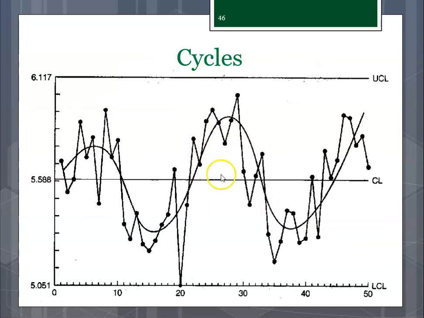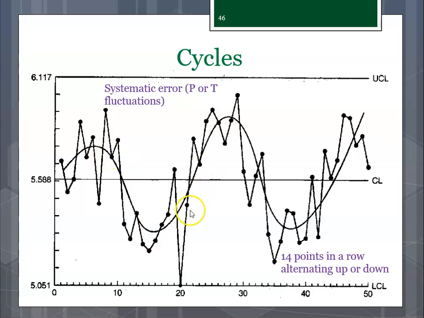Let's go to the next one, cycles. Here, you can see a pattern. You have 14 points in a row alternating up or down. See how this is going? This is pretty crazy here. So this is showing you that you are having these cycles. Systematic error, maybe P or T fluctuations.